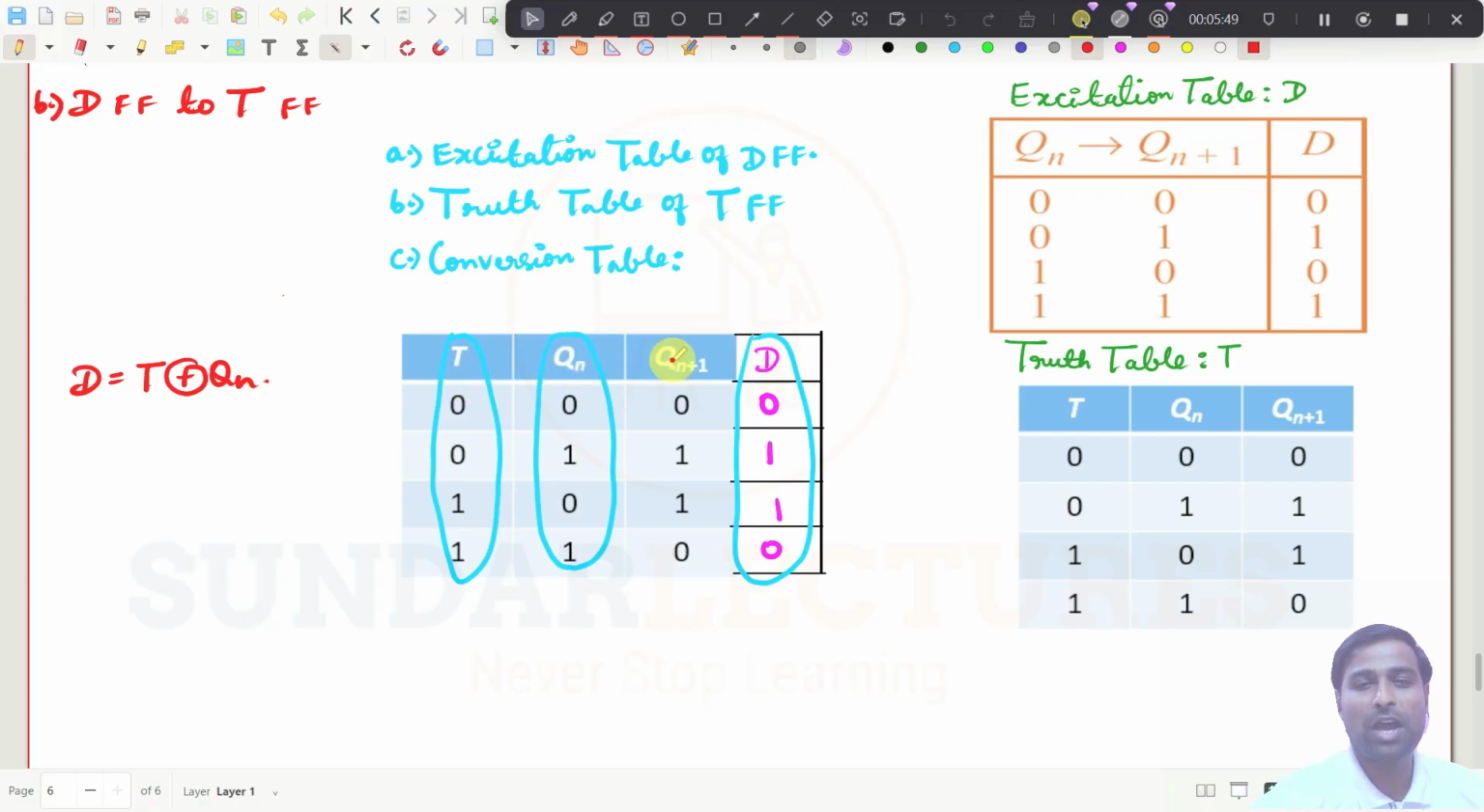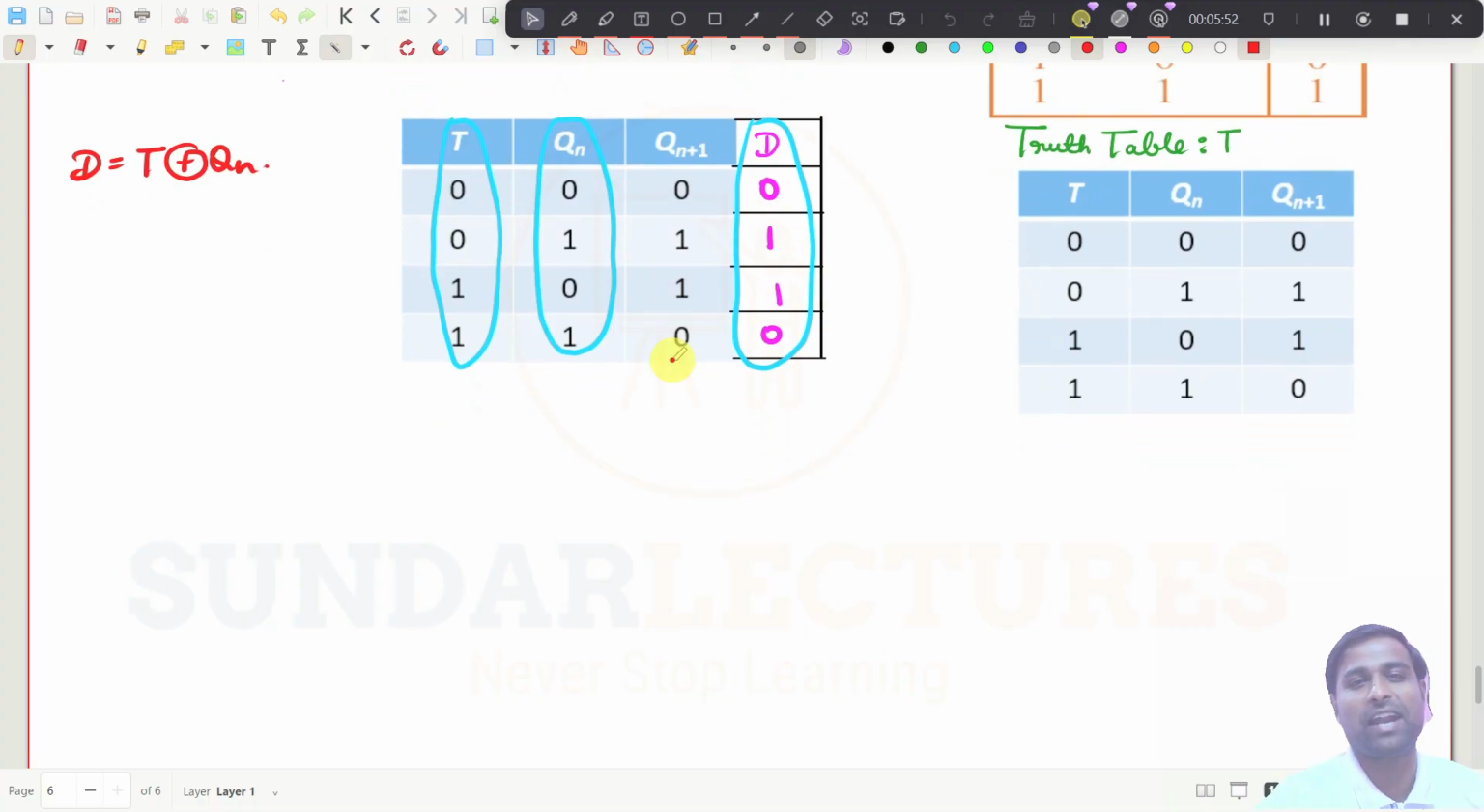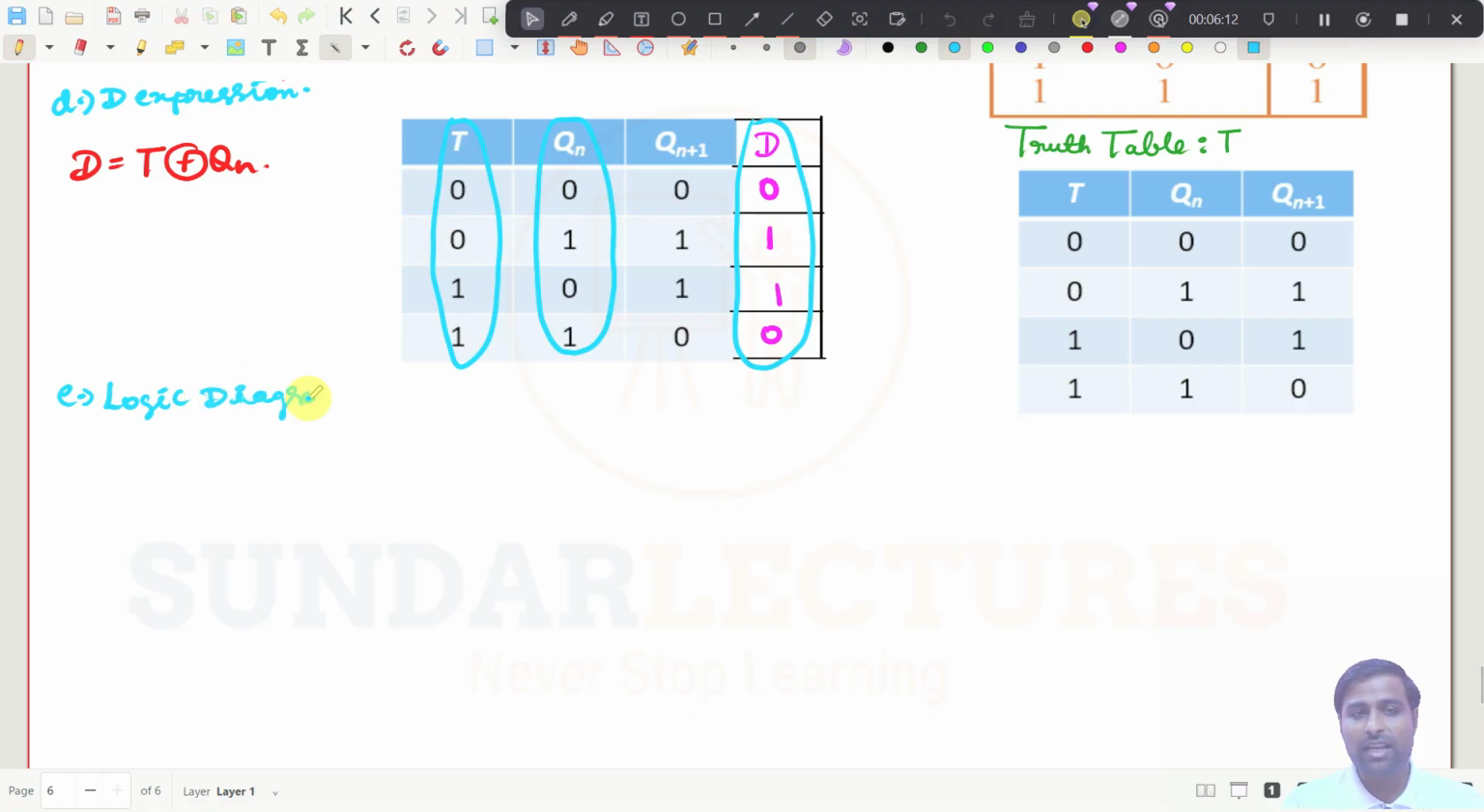So what I am going to do now is draw the diagrams right away. This is actually the step for D, that means the D expression, derive the expression for D. Right, for E, we need to draw the logic diagram. It is very simple, right? So what is the logic diagram now?